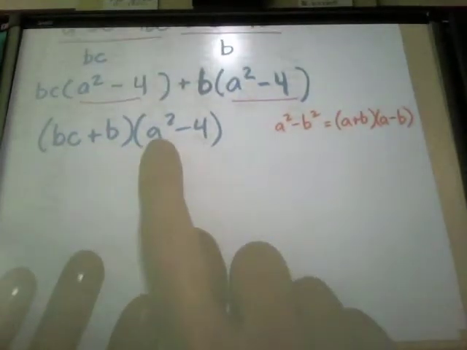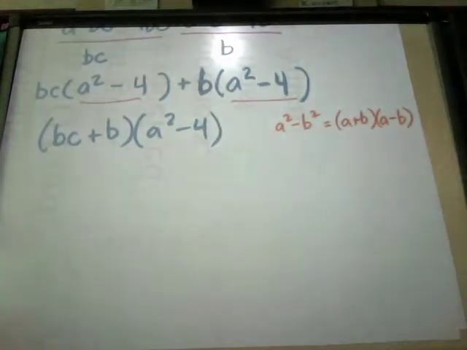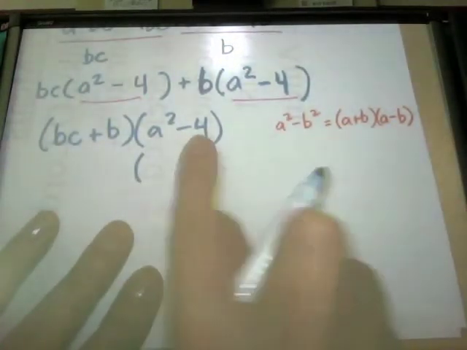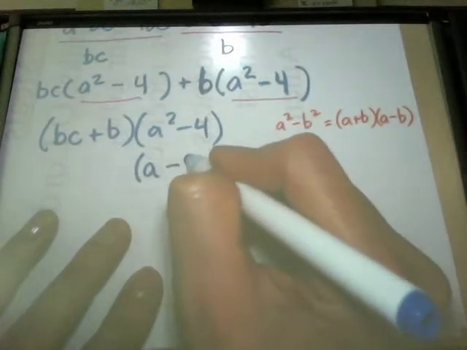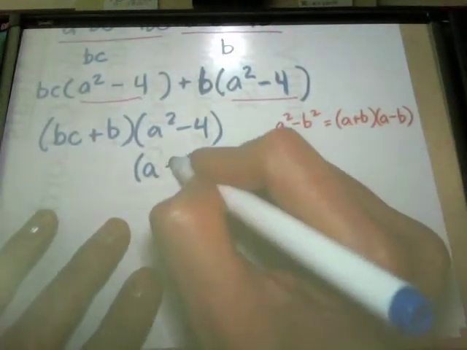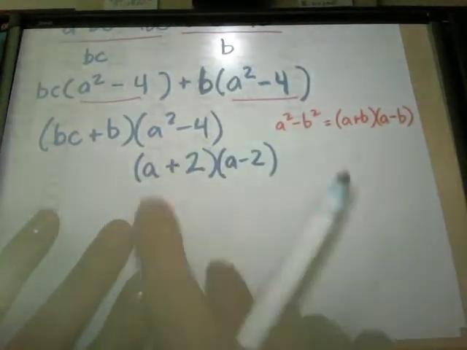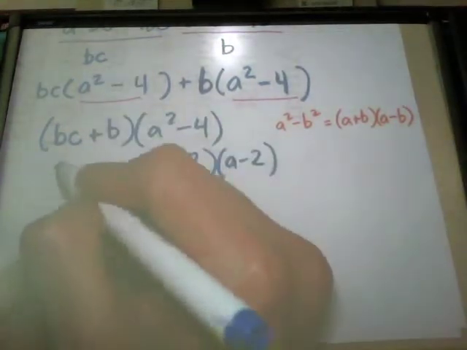I look at this and I know A squared is the perfect square of A times A. 4 is the perfect square of 2 times 2. If this is my A squared and this is my B squared, then plain A and B, if we were to FOIL this, the outer and the inner would be exact opposites and would cancel each other out.